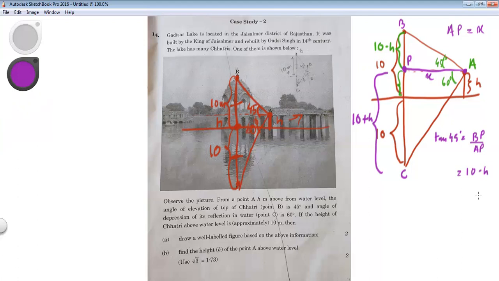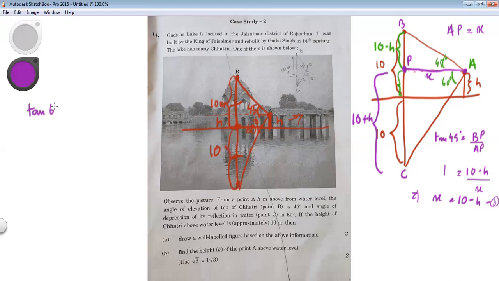Since it said that the height of the chhatri above water level is 10, we have 10 minus h by AP, let it be x. And tan 45 is 1. So therefore x equals 10 minus h. Mark this as 1.